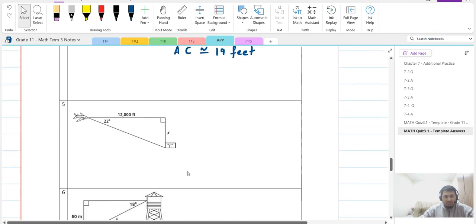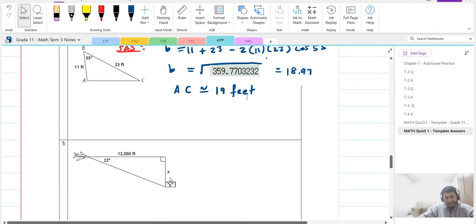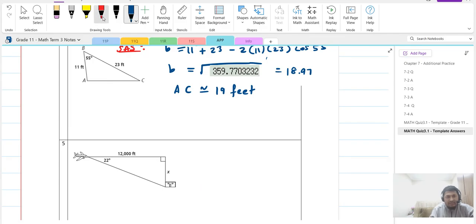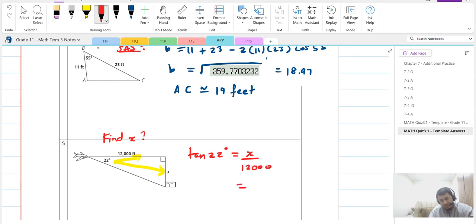Next one, we want to calculate the value of x. So this question is like find x. How are we going to find x? We have a right angle triangle. You have 22 degrees. So you have the opposite and you have the adjacent, because this is the hypotenuse. Opposite over adjacent makes tan. So you'll say tan 22 is equal to opposite, x, over 12,000. If you cross multiply, make it over 1. 1 times x is x. 12,000 tan 22. That's what we will type.